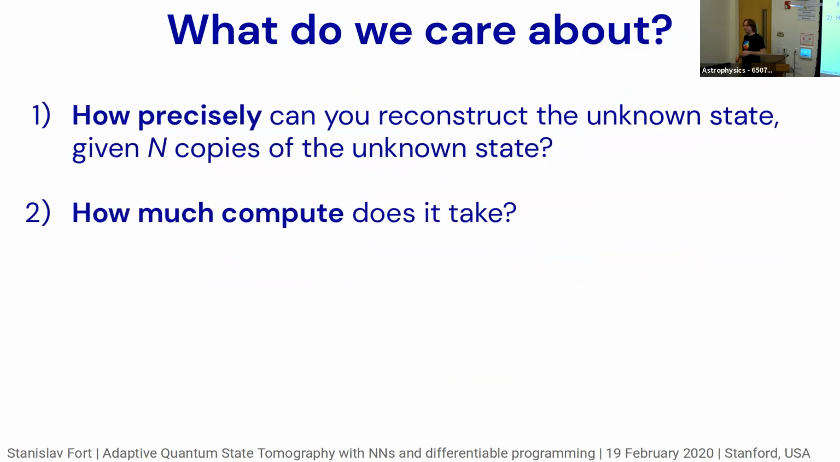So what do we care about in this problem? We care about, given n measurements, how precisely we can reconstruct the state under a metric of precision of reconstruction. So let's say you want the L2 norm of the difference between the two matrices, your guess and the actual thing, to be as low as possible. So you want to minimize that given the n measurements you have.